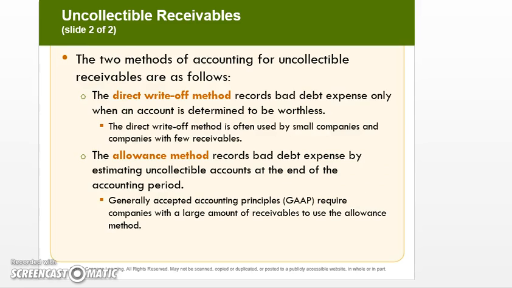There are two ways to do this. One is called the direct write-off method, where we write accounts off as they go bad. This is the IRS required method. The other method is the allowance method, where we estimate our bad debts based on our history, and we will make a journal entry at the end of every accounting period estimating what we think our bad debts might be. This is GAAP required accounting.